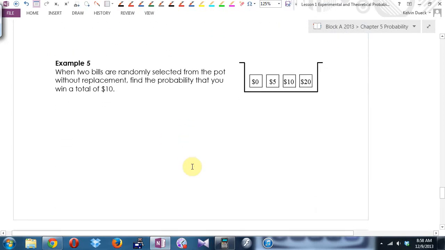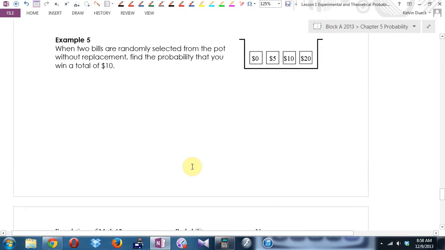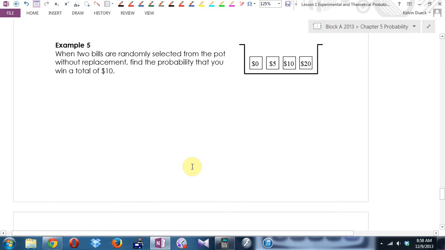Example 5. When 2 bills are randomly selected from that pot without replacement. Let's underline the phrase without replacement. Find the probability that you win a total of $10. How many bills are we selecting? 2. This is going to be a 2-level tree.